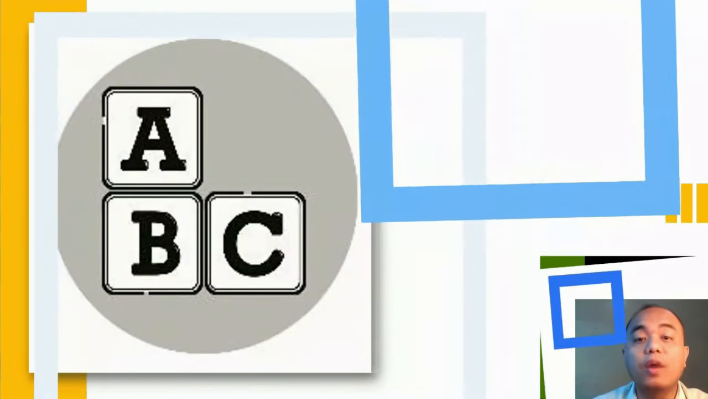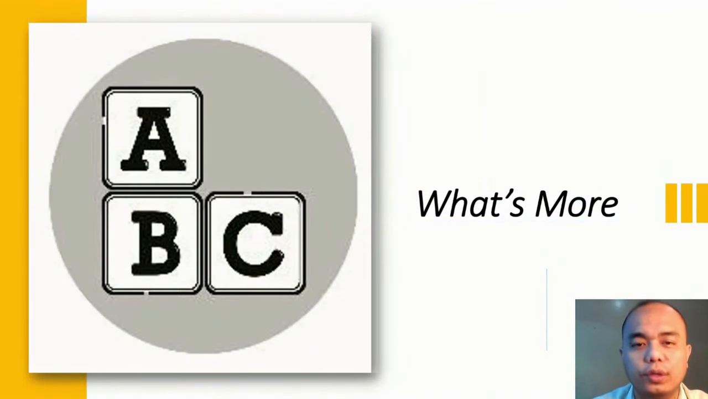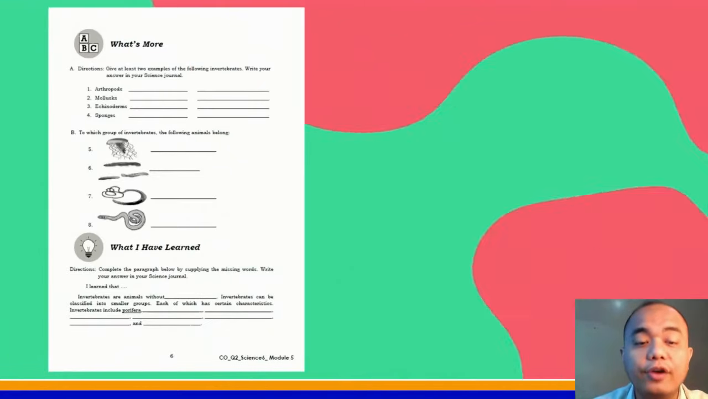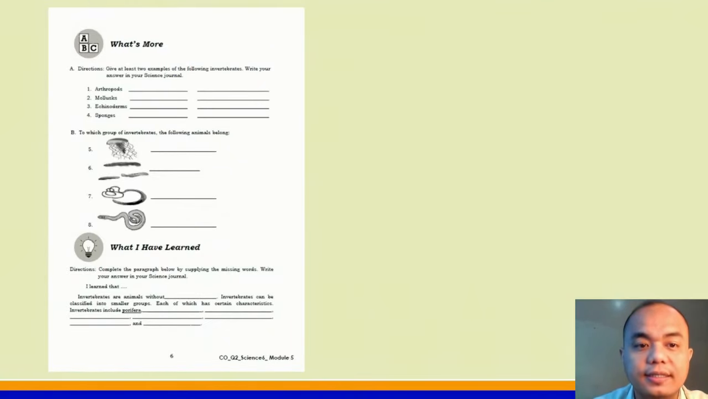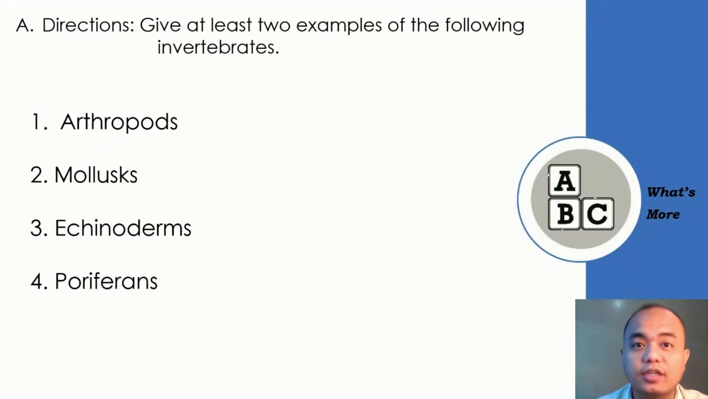This time, let's have the What's More part of your module. And this could be found on page 6. No need to write your answer. We will answer it orally. Understood? Directions: Give at least 2 examples of the following invertebrates. Again, we will give examples of each of the following invertebrate animals.